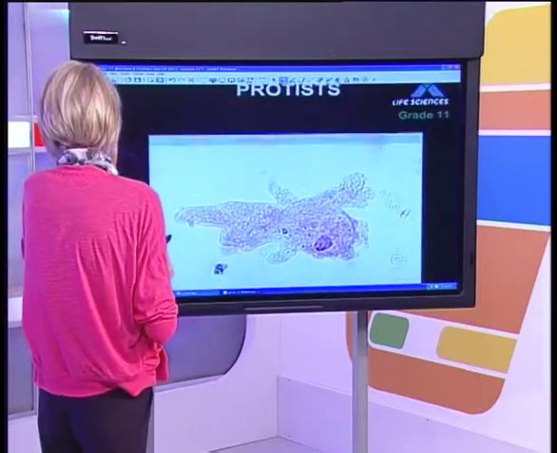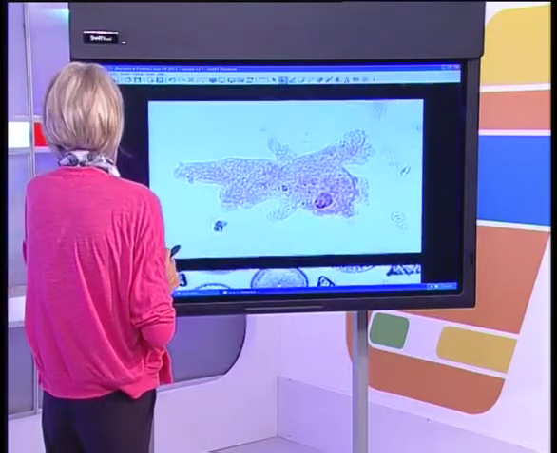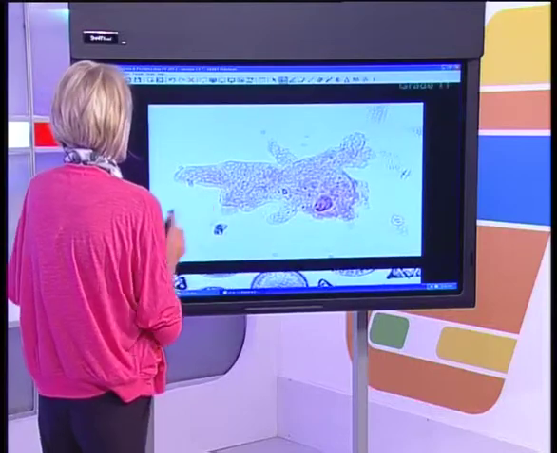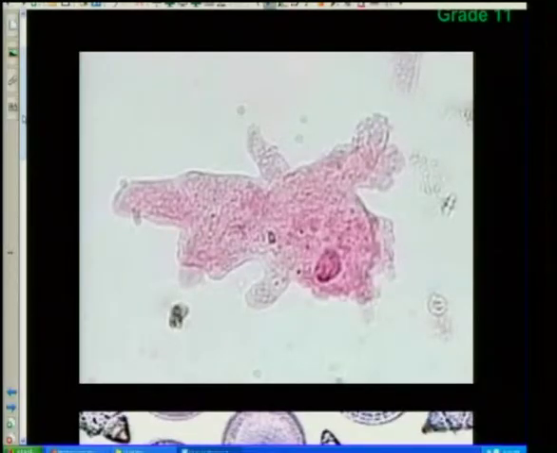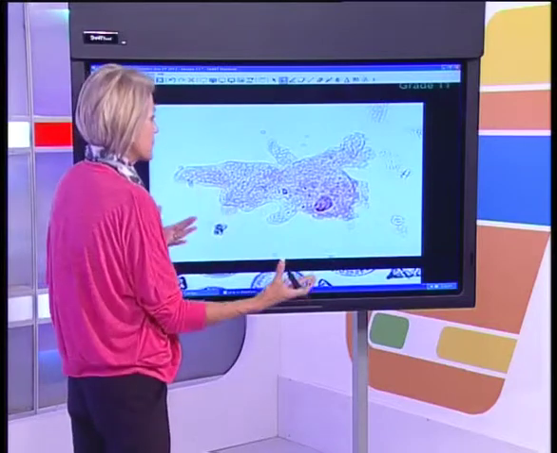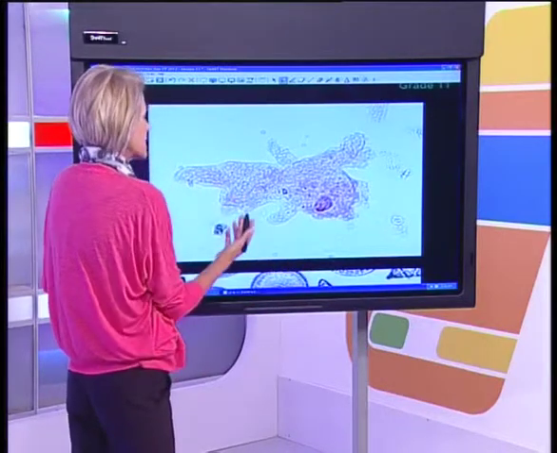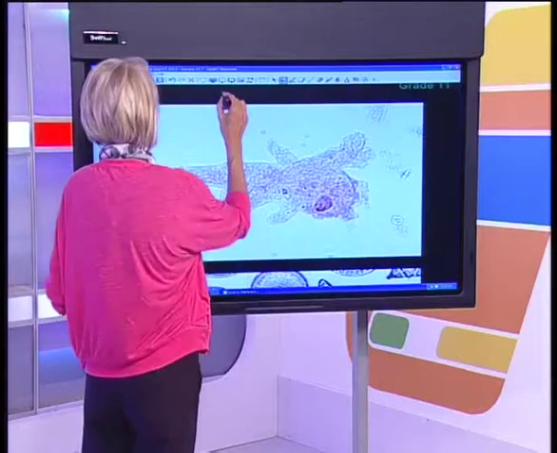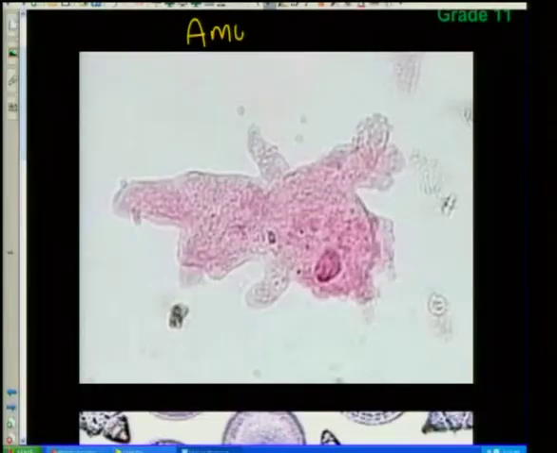Now I've got a whole bunch of pictures to show you various types of protists. This little guy here is clearly an animal cell, because remember your protists are divided, the various groups are animal and plants. Okay, so if they're plants, they're autotrophic. If they're animals, they're heterotrophic. Here we have a single-celled organism, and it's called an amoeba.